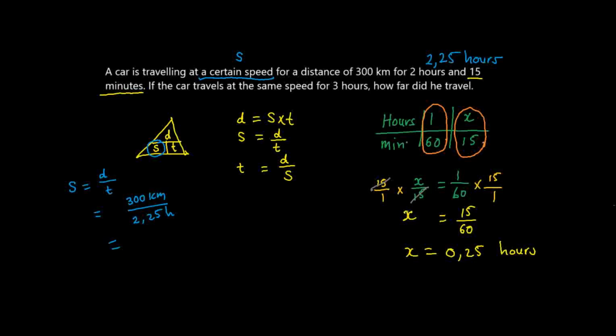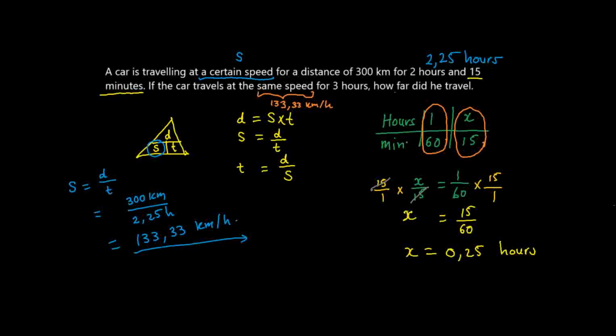And what is that equal to? So let's use our calculator. We have 300 divided by 2.25, and that is equal to the speed. I'm going to round it up to 2 decimal places. 133.33 kilometers per hour, right? Then the question goes on. It says, if the car travels at the same speed. Now, what is that same speed? We just calculated it. It's 133.33 kilometers per hour. For 3 hours, how far did the car travel?